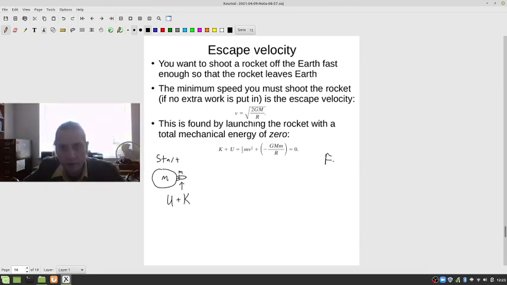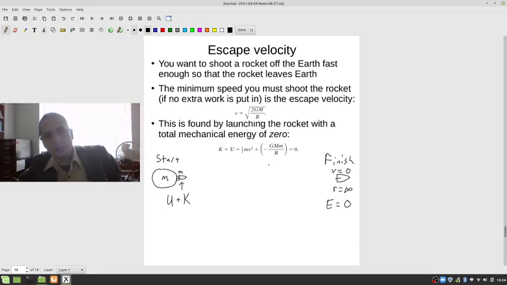and I want to have my finish such that my rocket has reached r equals infinity. It's gotten all the way out, and it continues to go out into space, such that it's not being pulled on by the Earth anymore. And its v at that point is just 0. So here the total mechanical energy is 0. Now, this is the condition called the escape velocity, because that's the velocity.